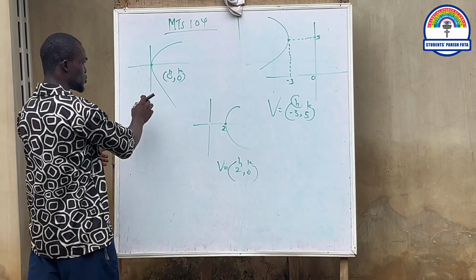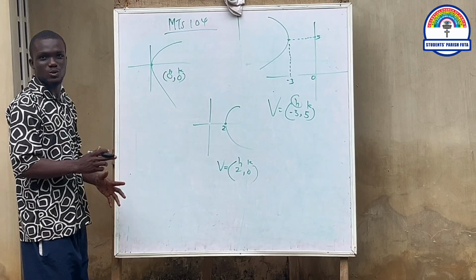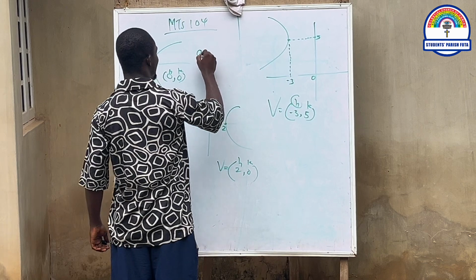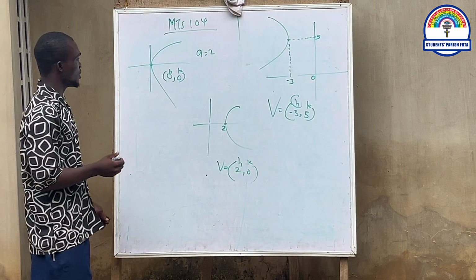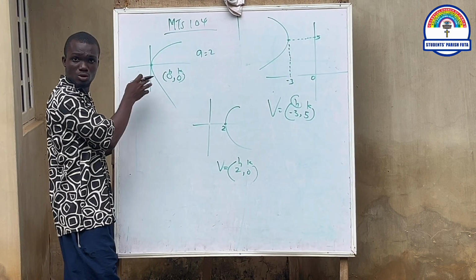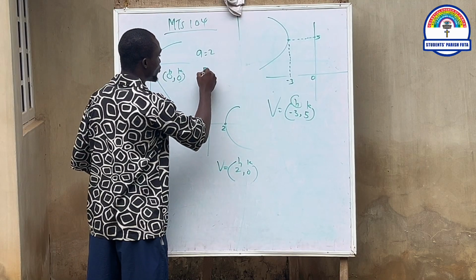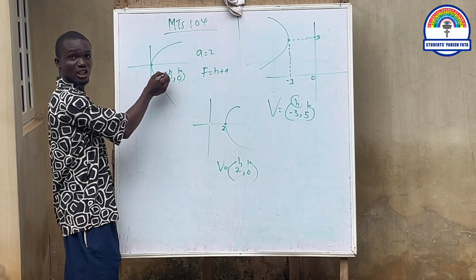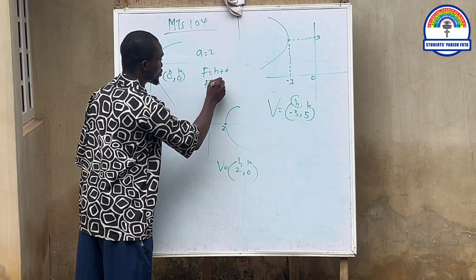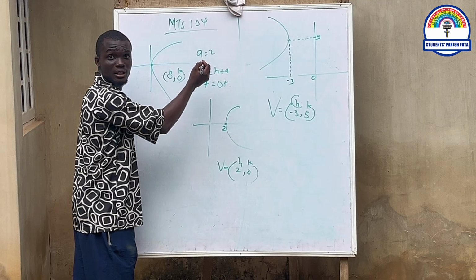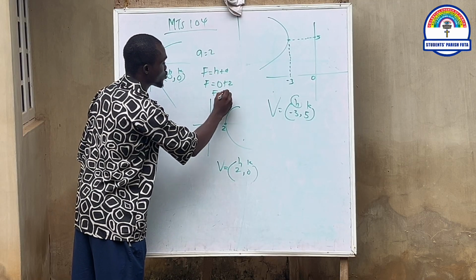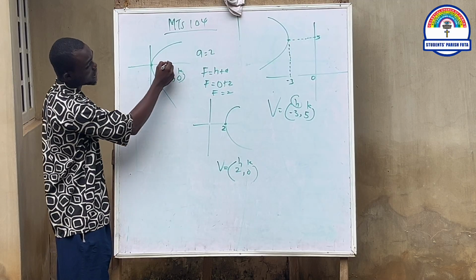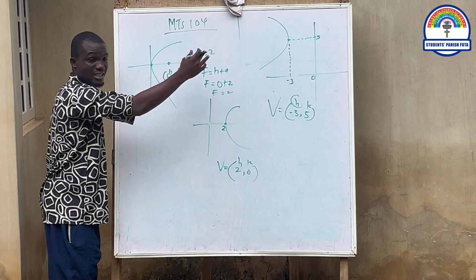Alright, let's work out this diagram so we can get a better knowledge of it. Do you understand? Alright, let's assume our a here is 2. So using the formula, how do we get the focus and directrix? Focus f is equal to h plus a. What is our h here? 0, right? So f is equal to 0 plus 2. So our f is equal to 2. You can see the focus will be somewhere here, that's because it is positive.